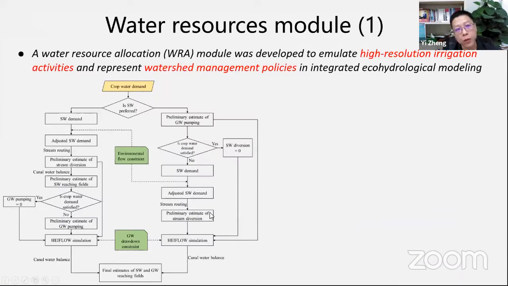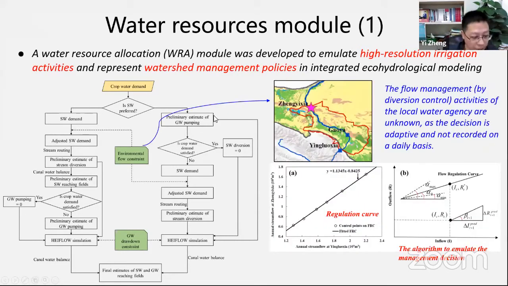So what did we do? First, we developed a water resource allocation model to emulate high-resolution irrigation activities and represent watershed management policies in an integrated eco-hydrological model. In brief, this module can internally simulate the environmental flow regulation activities, that is, the diversion control by the local agency.